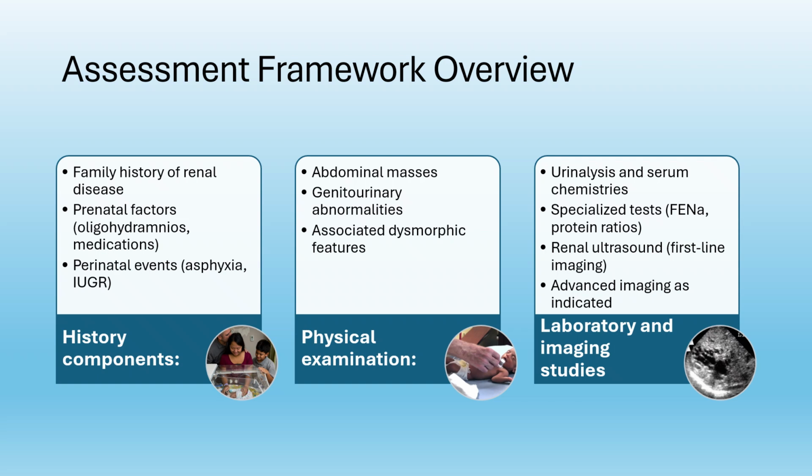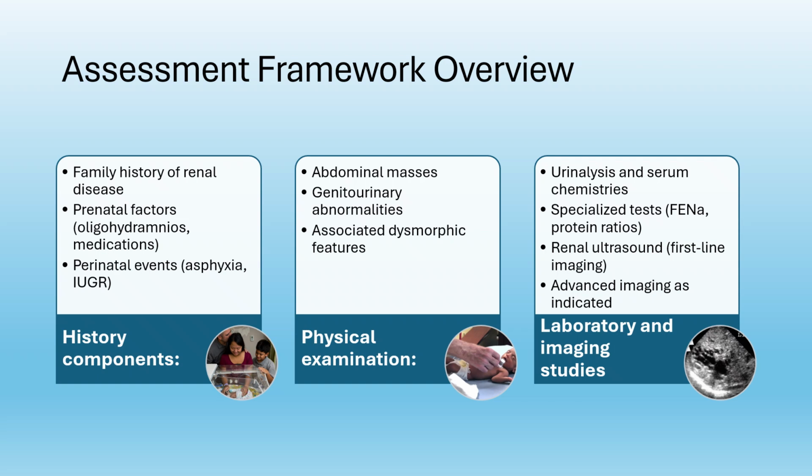History is foundational. A family history of kidney disease raises suspicion for inherited conditions like polycystic kidney disease, reflux nephropathy, or other hereditary nephropathies. Even a vague mention, such as a relative with childhood kidney problems, warrants further exploration. Prenatal factors also offer critical insights.